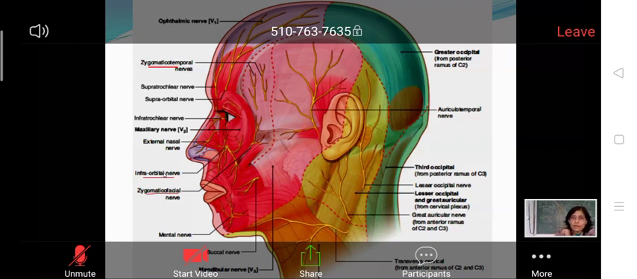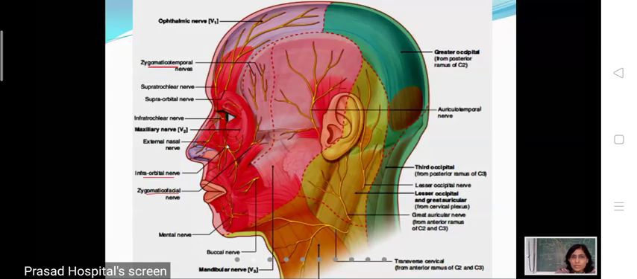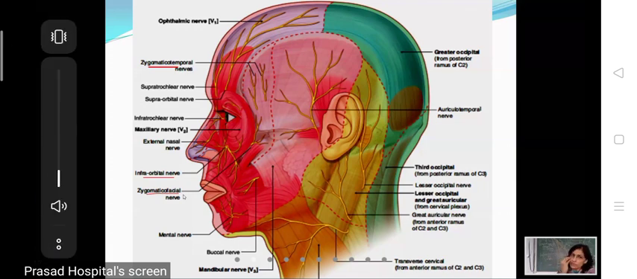This infraorbital nerve emerges through the infraorbital foramen and divides into multiple branches, and it is going to supply the lower eyelid, side of the nose, upper lip, and the cheek region. Second is the zygomatico-facial nerve. The zygomatico-facial nerve appears in the face after piercing a foramen present in the zygomatic bone, and it will supply the prominence of the cheek, or the malar prominence.